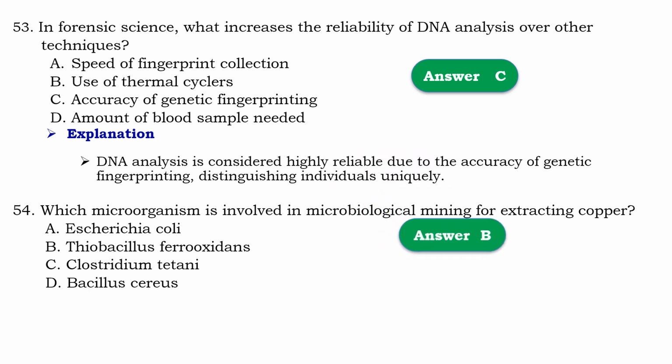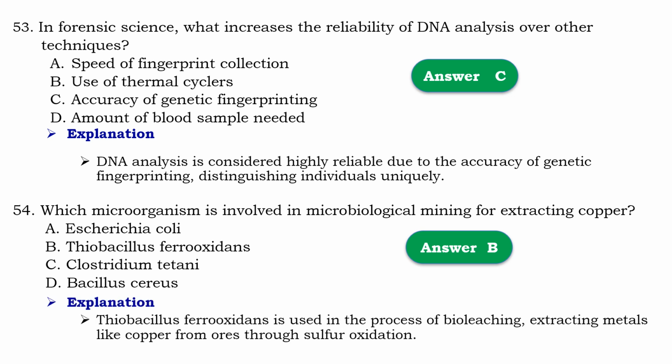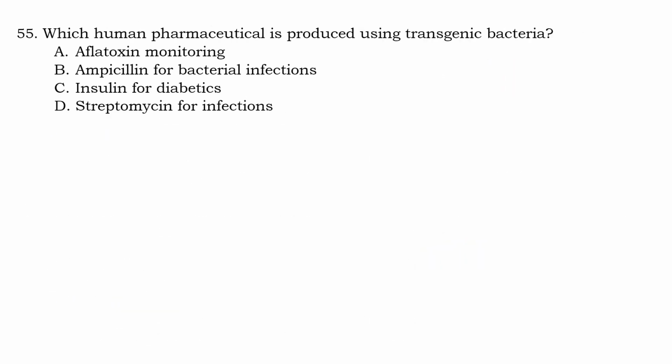So that should be B, Thiobacillus ferrooxidans. It means that Thiobacillus ferrooxidans is used in the process of bioleaching, extracting metals like copper from ores through sulfur oxidation. Question number 55. Which human pharmaceutical is produced using transgenic bacteria?